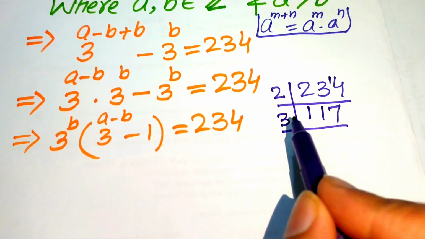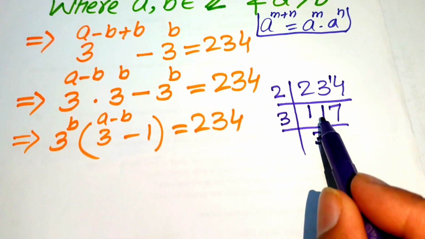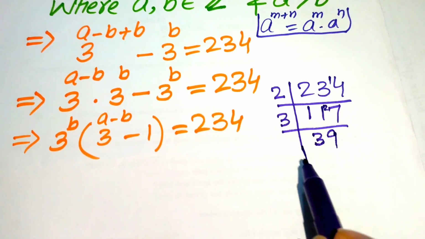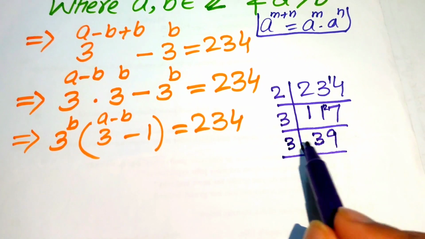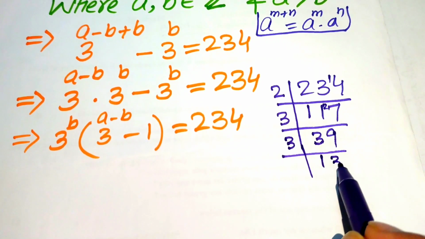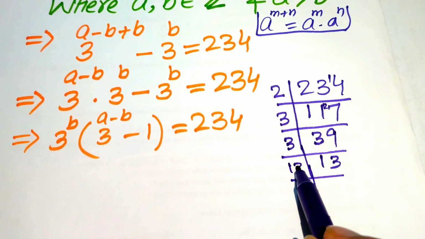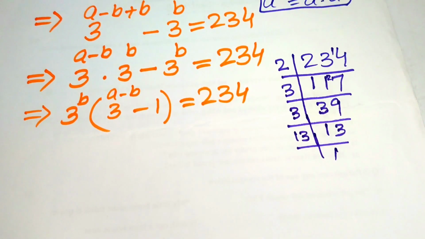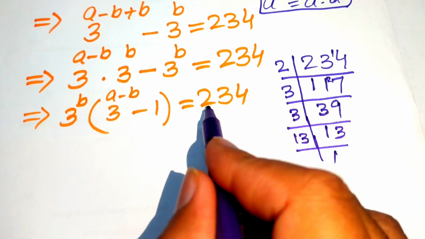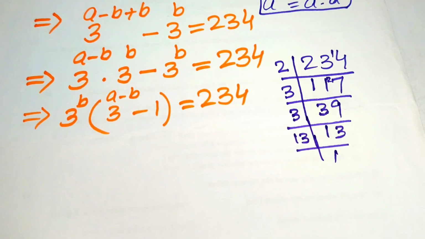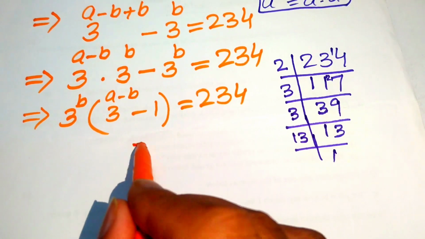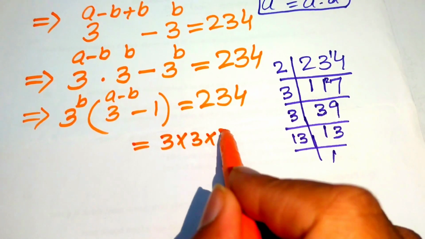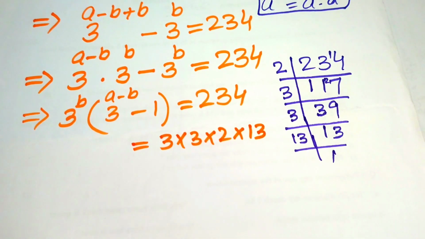After that we divide by 3, and we have 3 threes are 9, and we carry, 3 nines are 27. We again divide by 3, and we have 3 ones are 3, 3 threes are 9, so we finally divide by 13, and 13 ones are 13. So now we write 234 as 3 multiplied by 3 multiplied by 2 multiplied by 13.